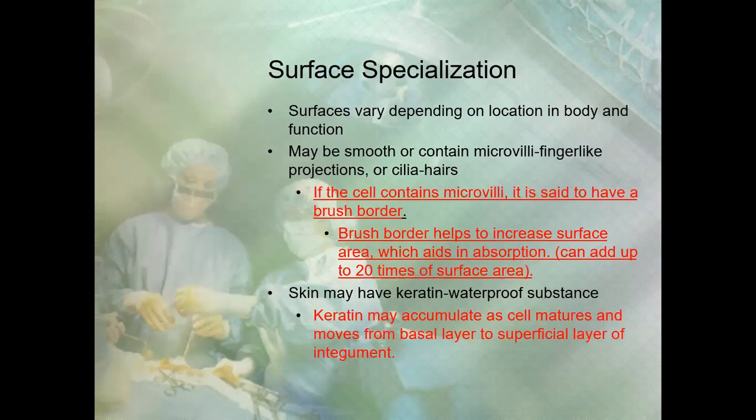Some of our epithelial cells have special surfaces. We have some that have what are called microvilli, or small, almost like our cilia. They're said to have a brush border. And basically what these microvilli do is, we get in here.